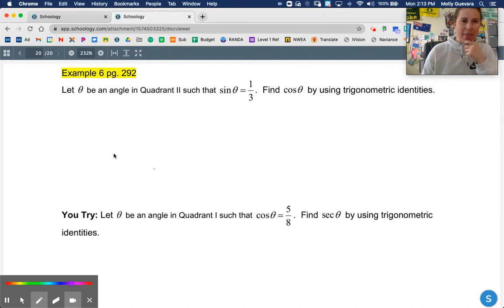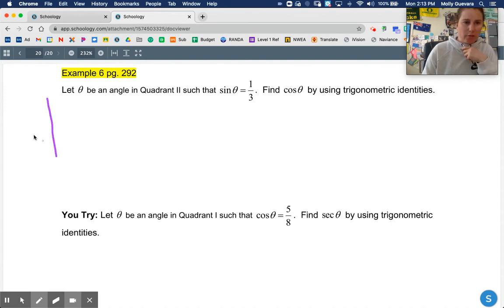So it says, let theta be an angle in quadrant 2. Okay, so I know it's up here. That's exciting. Such that sine of theta is equal to 1/3. Find cosine of theta by using trigonometric identities.